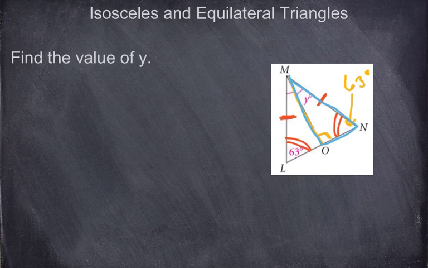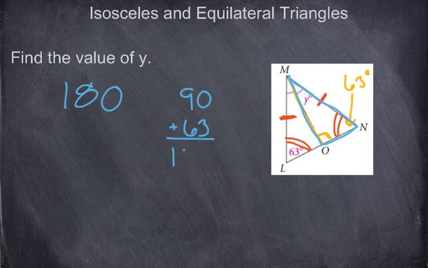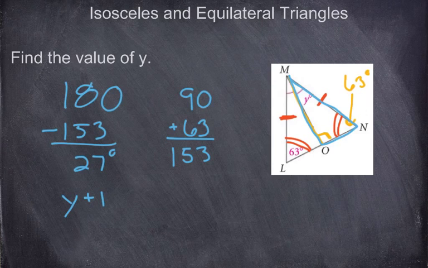Every triangle, again, is 180 degrees. So if that's the case, we know we have 180. Now, if you take the two angles that you know, which is 90 and 63, and we add those together, that gives us 153. So to find y, we just subtract 153. And that leaves us with 27 degrees. Now, if you wanted to set that up as an equation, we would say y plus the 153 is equal to 180. In the end, you would subtract the 153 over. So y is equal to 27.